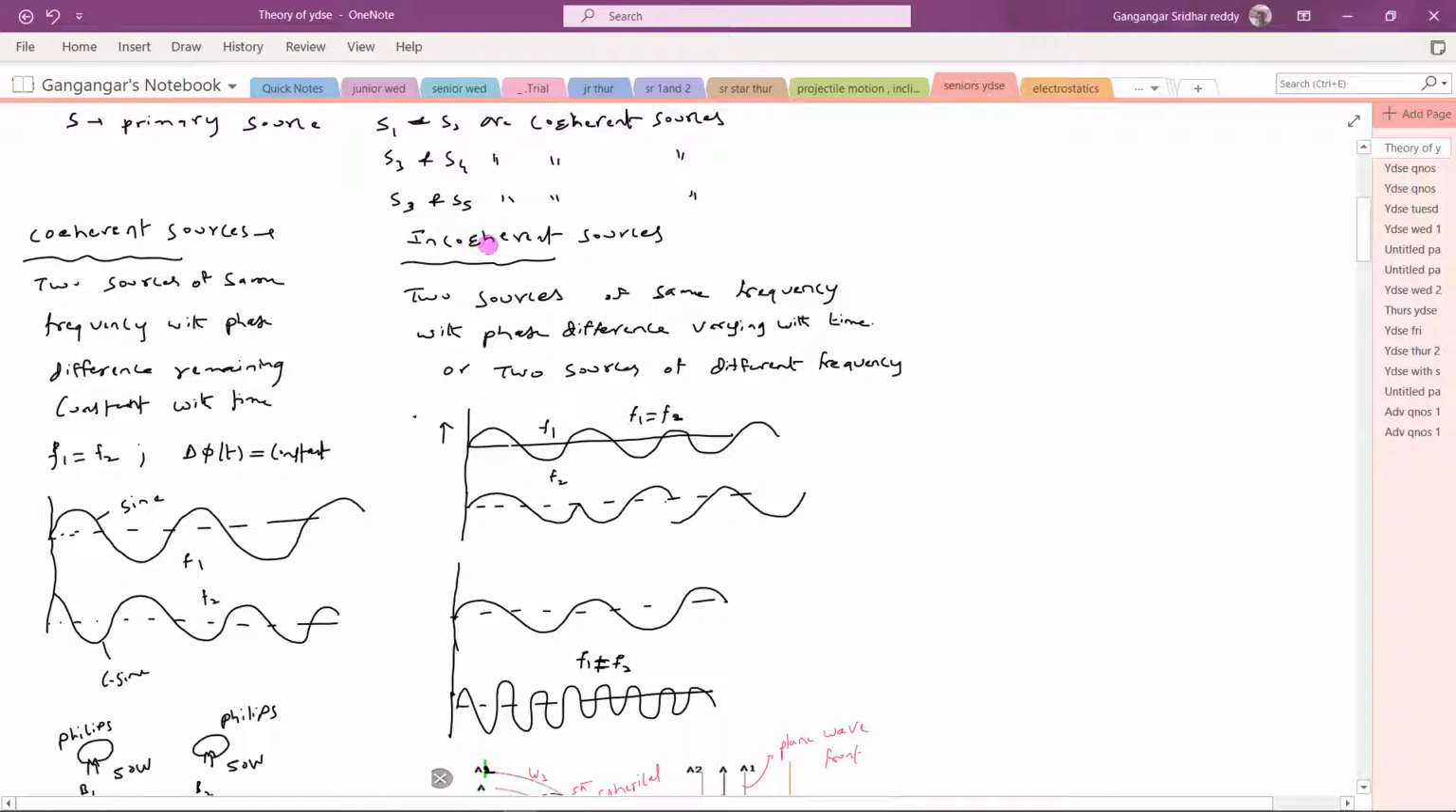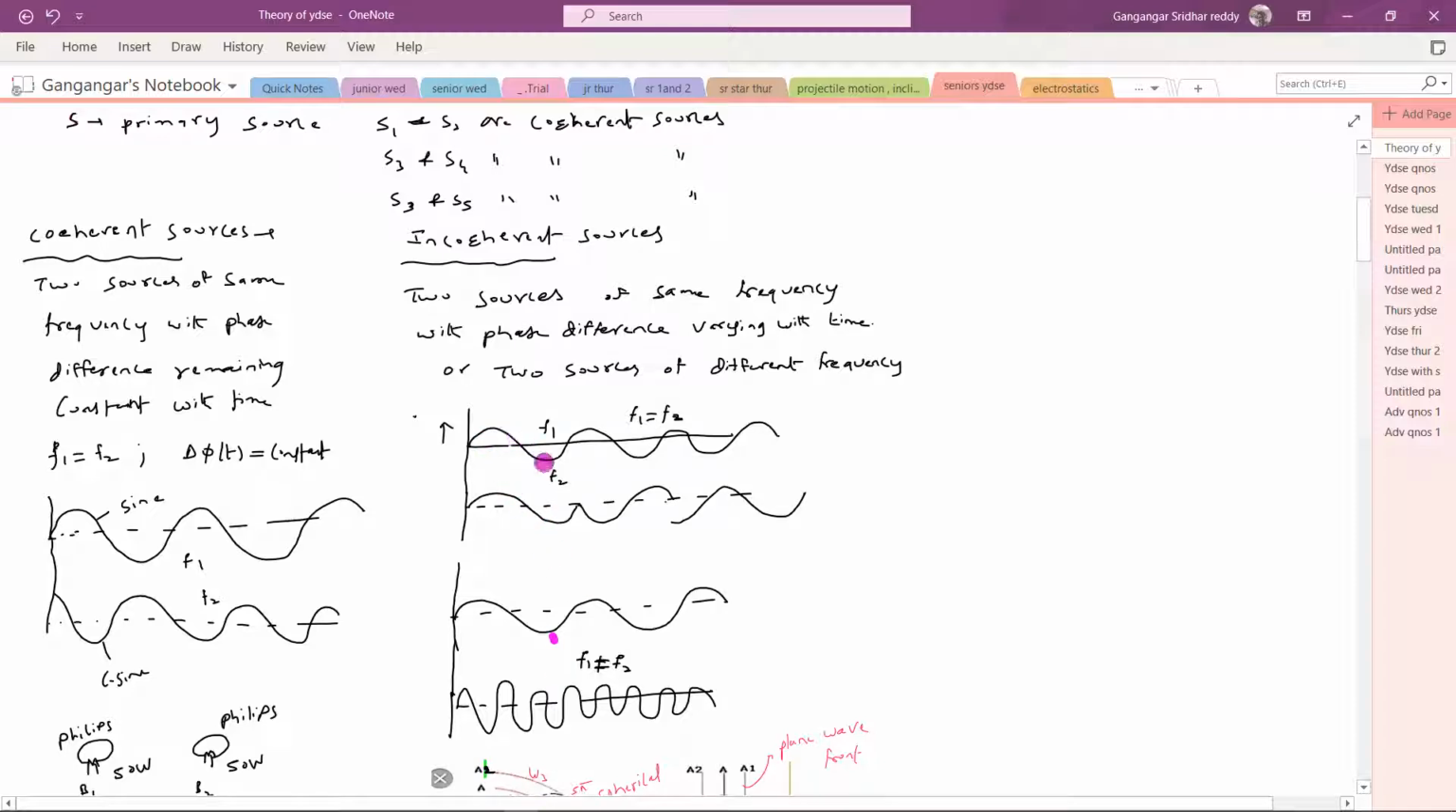What about incoherent sources? Two sources of the same frequency with phase difference varying with time, or two sources of different frequencies, are said to be incoherent. If you look at source one, it has a frequency f1. What about source two? Source two has a higher frequency. This is f2, this is f1. Now what is the phase difference between them? The frequencies are different and the phase difference will vary continuously with time. So two sources of different frequency must be incoherent.